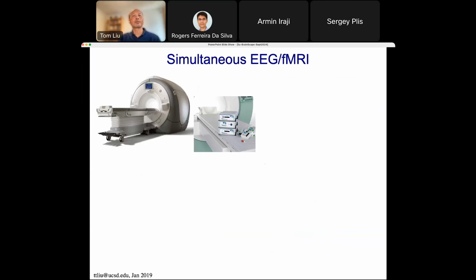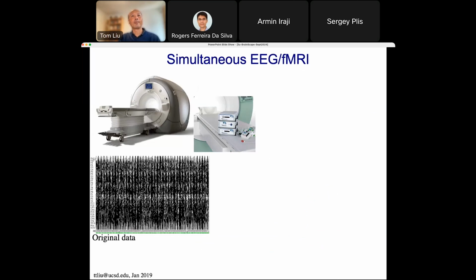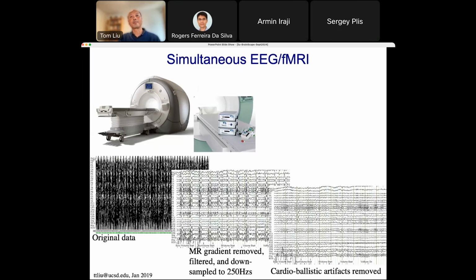So one of the things we did was use simultaneous EEG-fMRI, which involves measuring the EEG waveforms within the scanner. The EEG data is quite noisy when you do that, but with modern methods of cleaning up the data, you can get to the point where there is meaningful data.